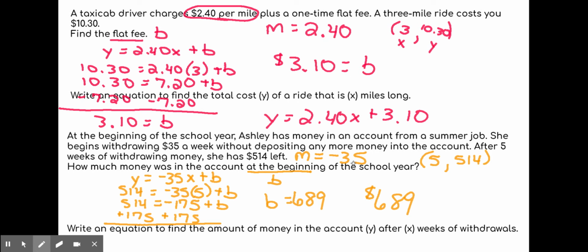Okay, now we have M, now we have B. You write the equation that finds the money in the account based on how many weeks it's been. And the equation is y equals negative 35x plus 689. She started with $689 in her account. She's withdrawing $35 a week. This is how we would find out what her total balance is right now.